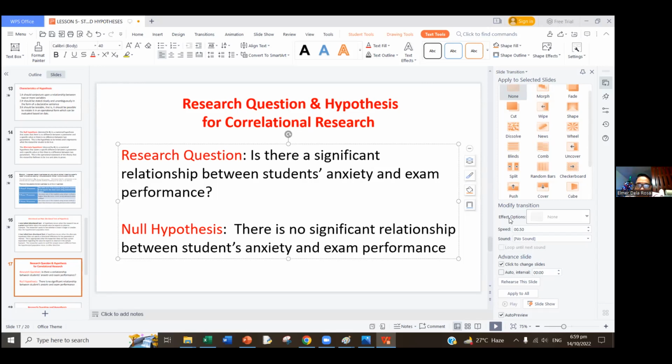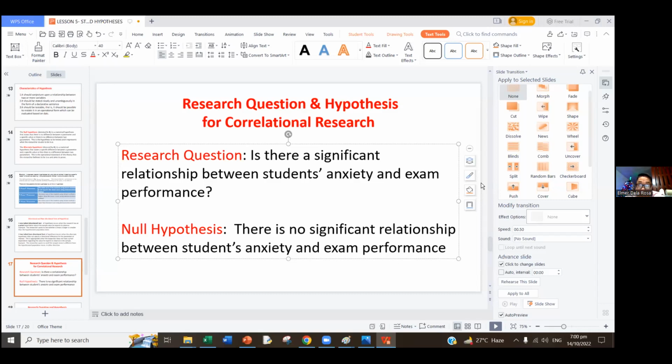Sir Jetro, will you try? How do we state the alternate hypothesis for this null hypothesis that you see on the screen? So I think the alternate hypothesis is there is a significant relationship. Okay, tama. There is. Babalik ta rin lang. Kasi ang null mo, there is no. So ang alternate mo, there is.